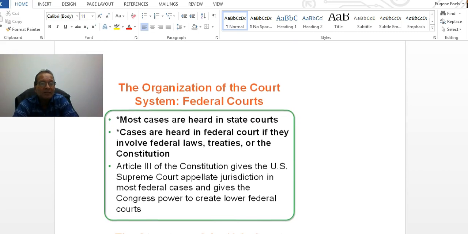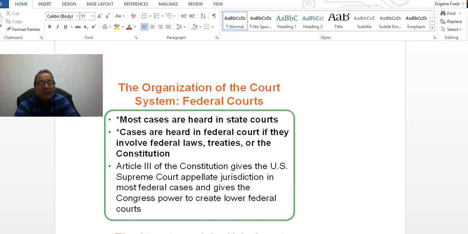Most cases are heard at the state and local level. Cases are heard in federal court only if they involve federal laws, treaties, or the Constitution. Here on Saipan, if you want some sort of federal court influence, you're going to have to identify your constitutional rights as being jeopardized in the case from the very beginning when you bring the suit. Otherwise, it will end at the district court here.